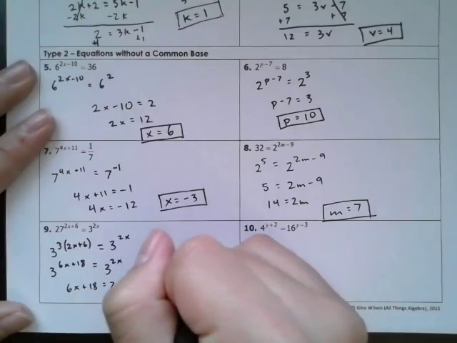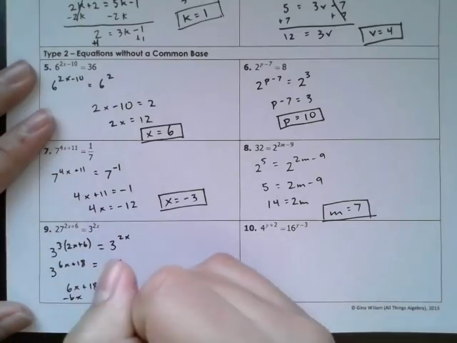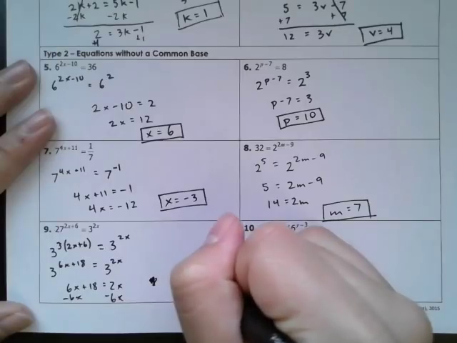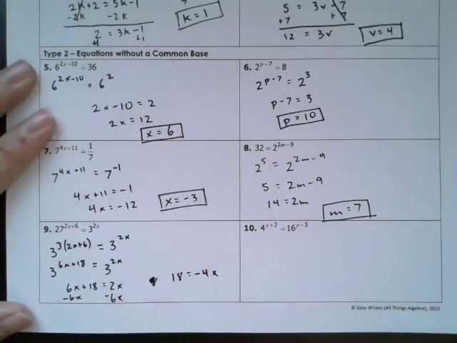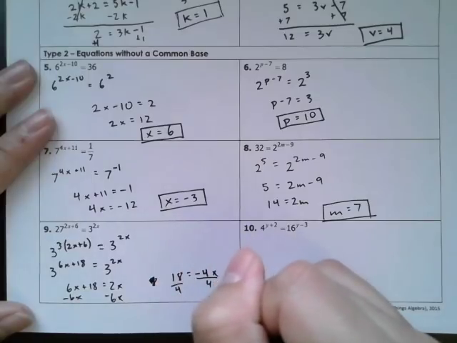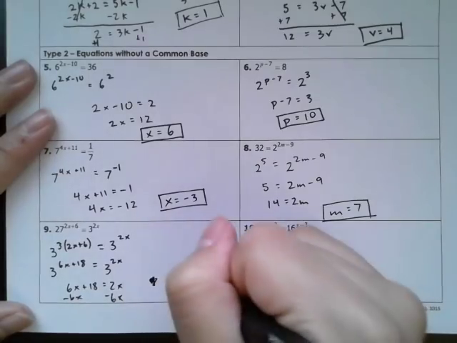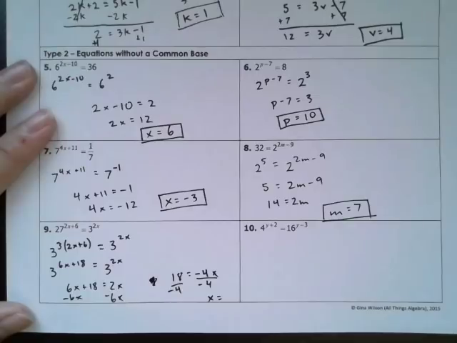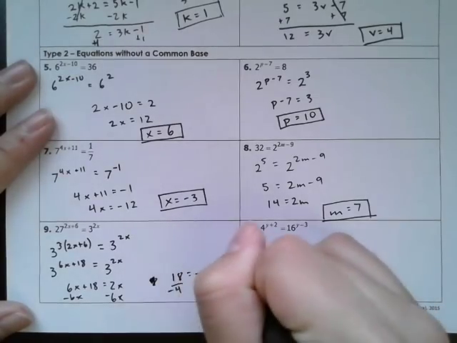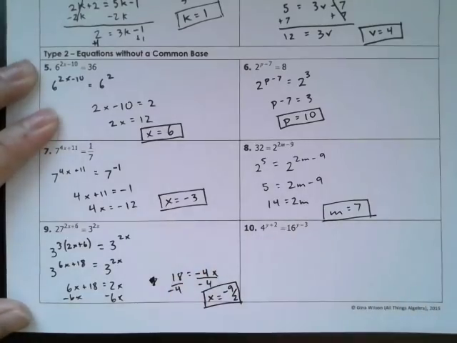Okay, let's send 6x over to the right side. So I get 18 is equal to negative 4x. And then divide by 4, I'm going to get a fraction in this one, and that's okay. So I get x is equal to, divide by negative 4. And if you simplify this, I'm getting negative 9 over 2. And that's my answer for number 9.